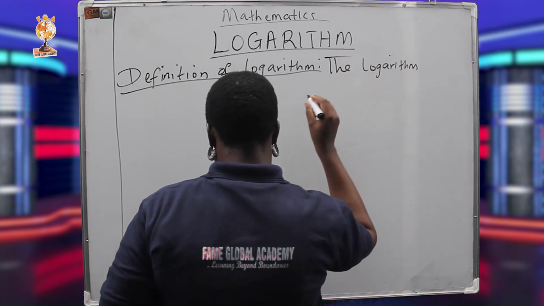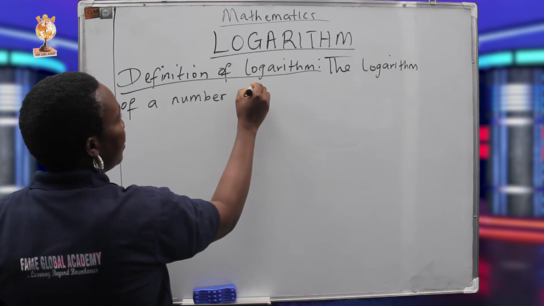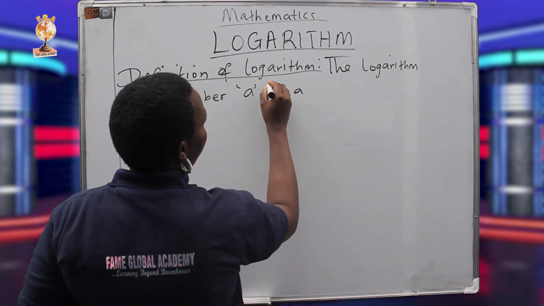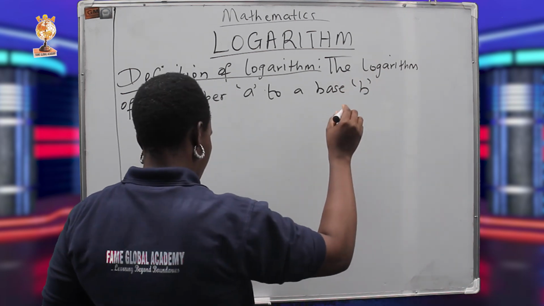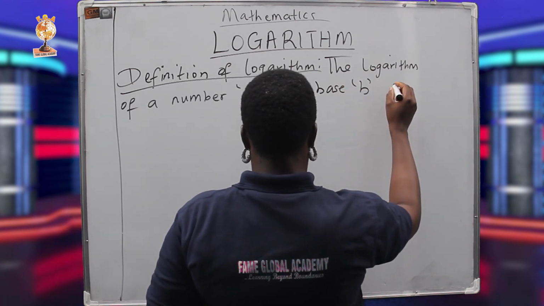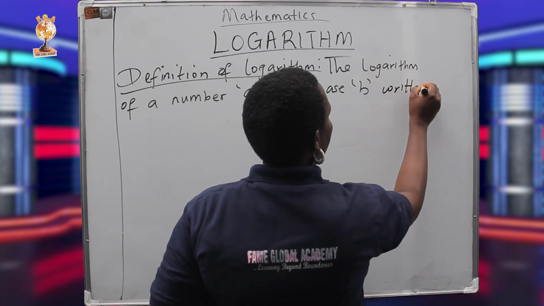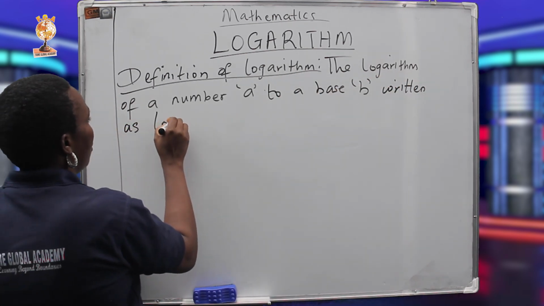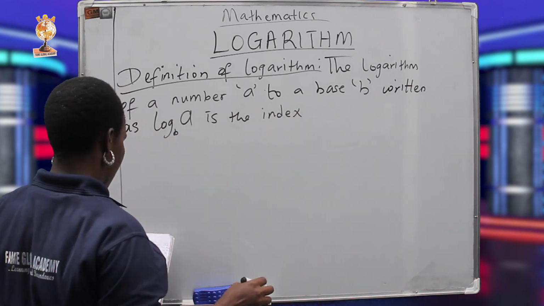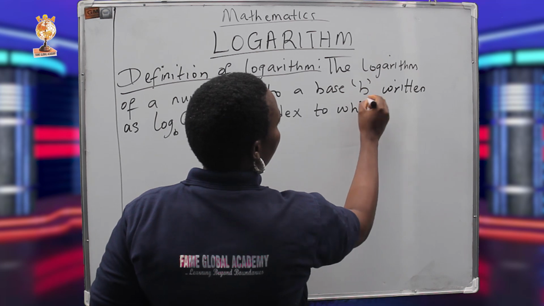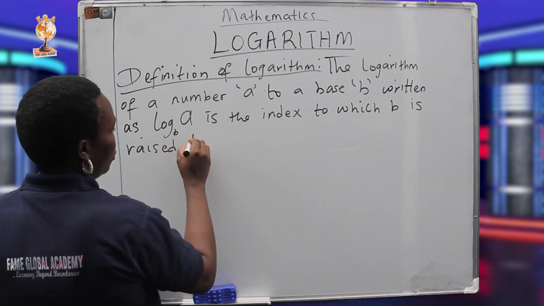The logarithm of a number a to a base b is the index, written as log a base b, is the index to which b is raised to obtain a.